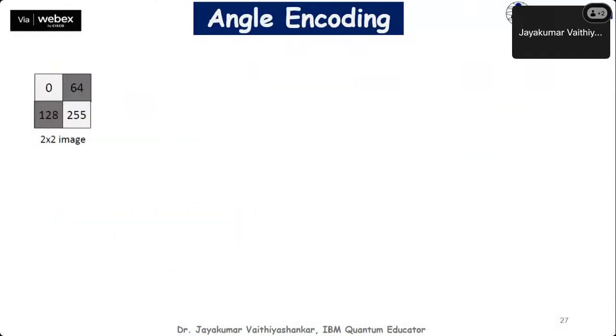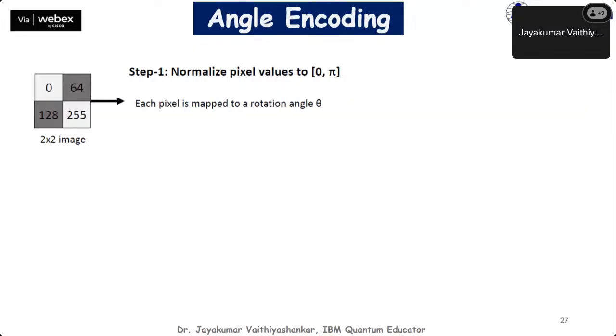So take an example of an image, a 2 cross 2 image, which contains these many combinations, right? So the first step is we need to normalize the pixel value from 0 to pi. So how can we normalize? We need to take each and every pixel and map it to the rotational angle theta. By doing so, theta is the input x divided by 255, because that is the maximum possible value, and then it is multiplied with pi.